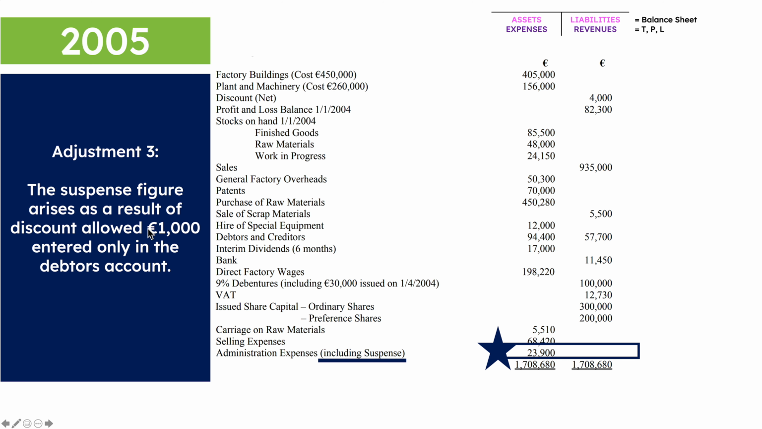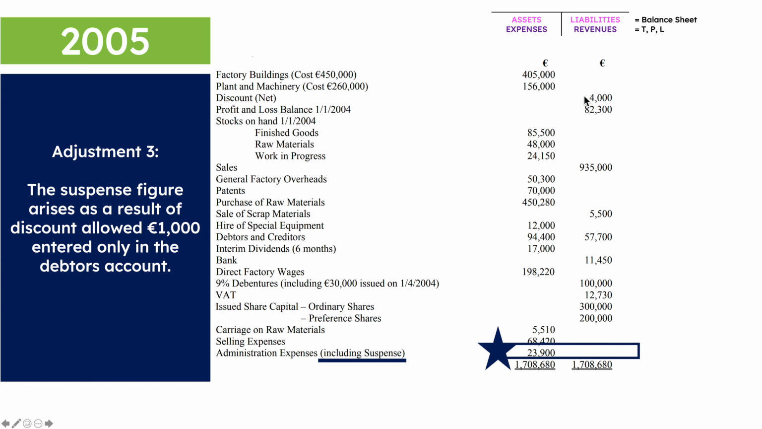Okay, 2005 question. This one was quite nice because we only had one mistake here. So adjustment number 3. The suspense figure arises as a result of discount allowed 1,000 entered only in the debtor's account. So what other account should that go into? It should go into the discount account.